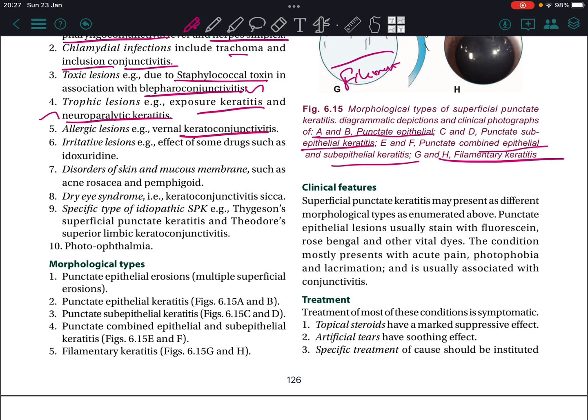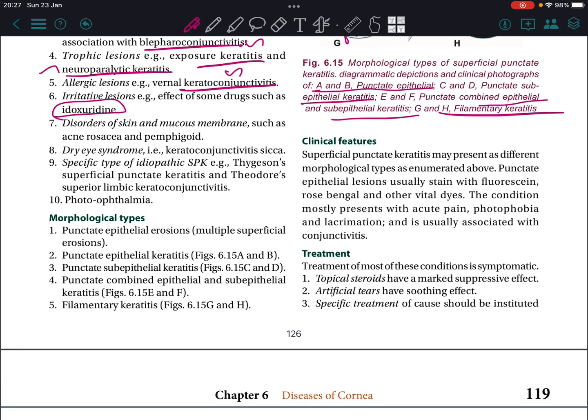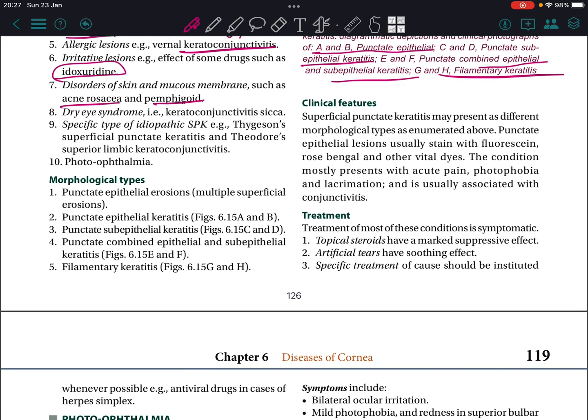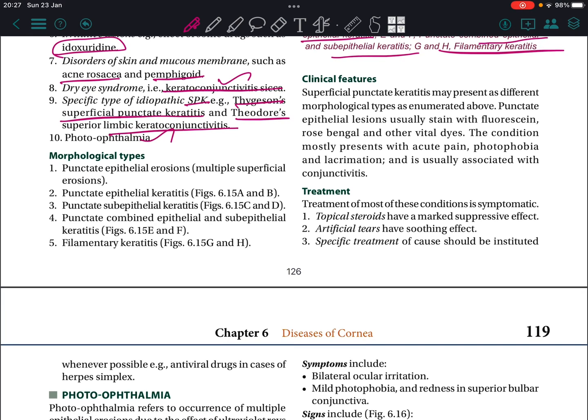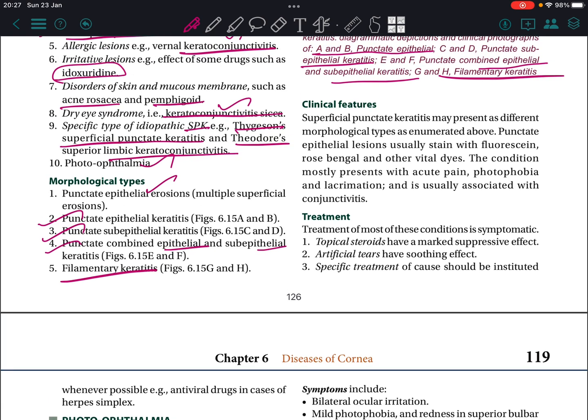Allergic lesions, vernal keratoconjunctivitis. Irritative lesions, for example effect of some drugs such as idoxuridine. Disorders of skin and mucous membrane such as acne rosacea, pemphigoid, dry eye syndrome that is keratoconjunctivitis sicca. Specific types of idiopathic SPK: Thygeson's superficial punctate keratitis and Theodore's superior limbic keratoconjunctivitis, photophthalmia. Morphological types: punctate epithelial erosions, punctate epithelial keratitis, punctate subepithelial keratitis, punctate combined epithelial and subepithelial, filamentary keratitis, as we see in the diagrams. Clinical features: superficial punctate keratitis may present as different morphological types as enumerated above.